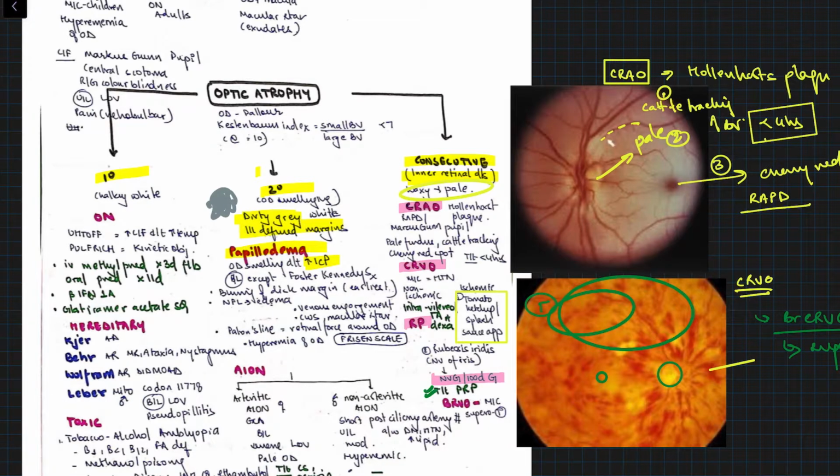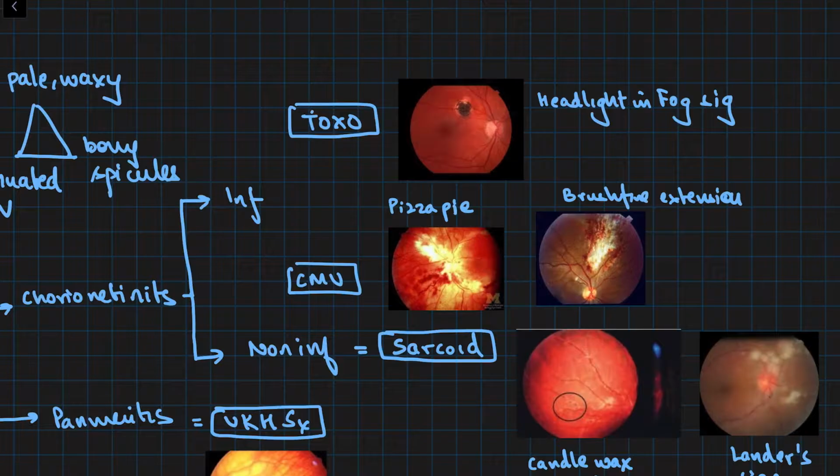Here we will see a chalky white fundus, and here we will see a very pale fundus. That is, in primary we will see a chalky white fundus, in secondary we will see a dirty gray fundus, and in consecutive, as we just read, we will see a pale fundus.